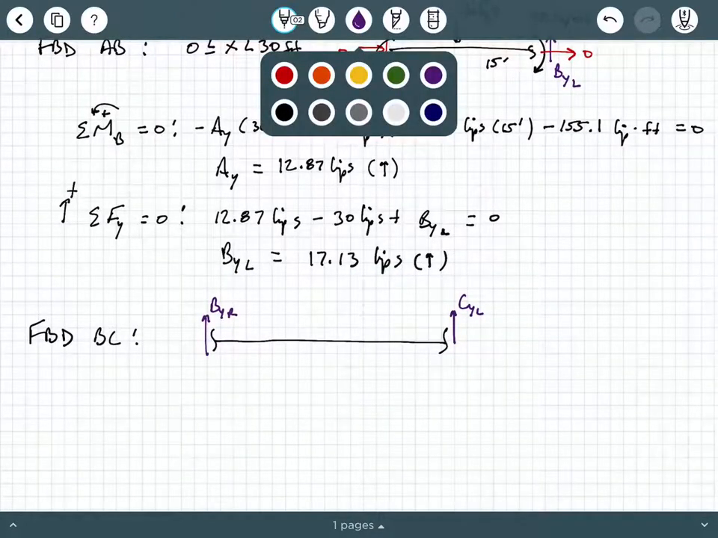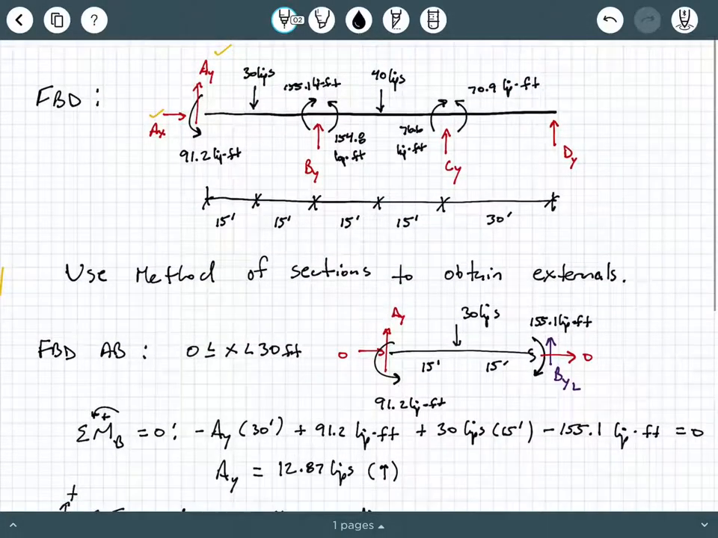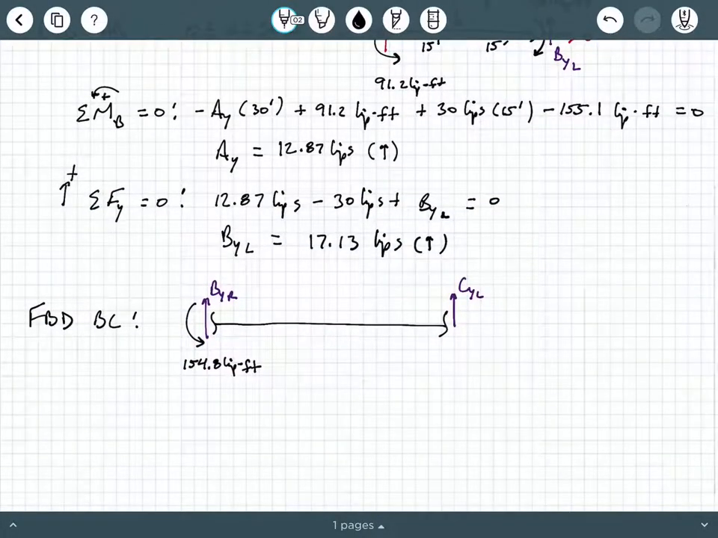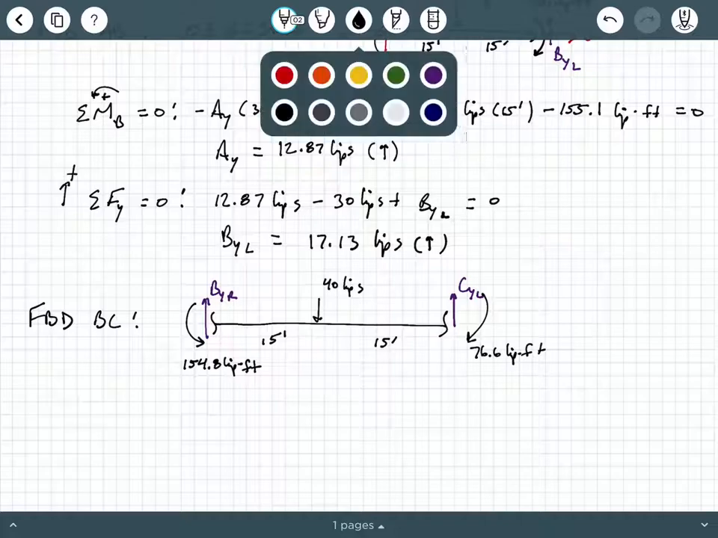These couple moments. We have a 154.8 kip feet coming in right here, and we have a 76.6 kip feet here. And then we have 40 kips in the middle, 15 feet, 15 feet. And then, of course, the axial forces are 0, okay?